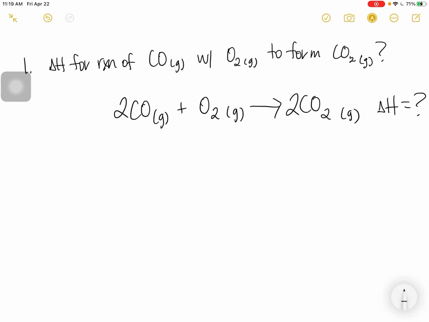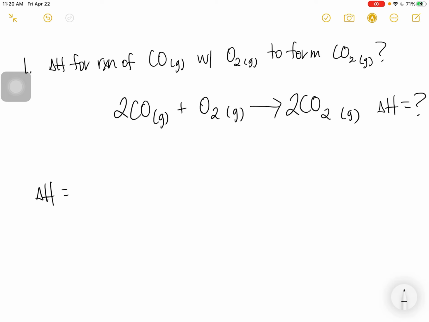Obviously, I can't use Q equals MC delta T. I don't have any information, and this is obviously not a Hess's law problem because I also don't have reactions that I can manipulate. So this must be the third way to find delta H, which is what I call P minus R.